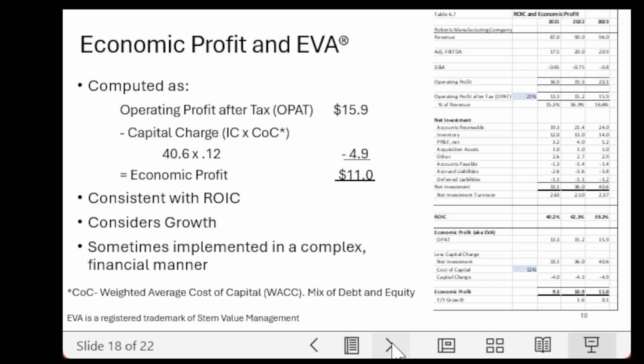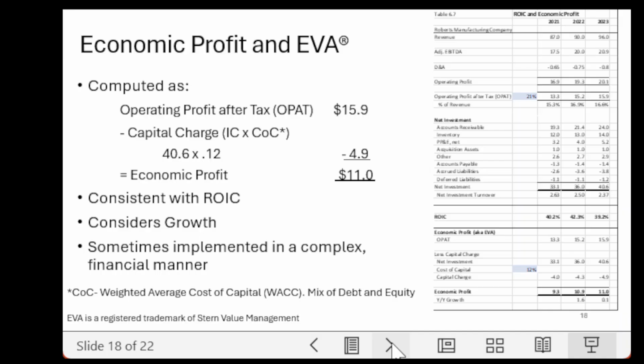So on the right-hand side, we highlight the computation there, looking at 2023 is the one we highlighted on the left, and you can see the components of this. So we can look at the drivers in terms of profitability, operating profit after tax. We can look at what's included in net investment. We can manage that. We can control that. We know how ROIC is computed. It's the product of those two. And then down in the lower right, we calculate economic profit by taking that OPAT, the net investment, and capital charge. And then importantly, again, we look at the year-over-year growth in that.